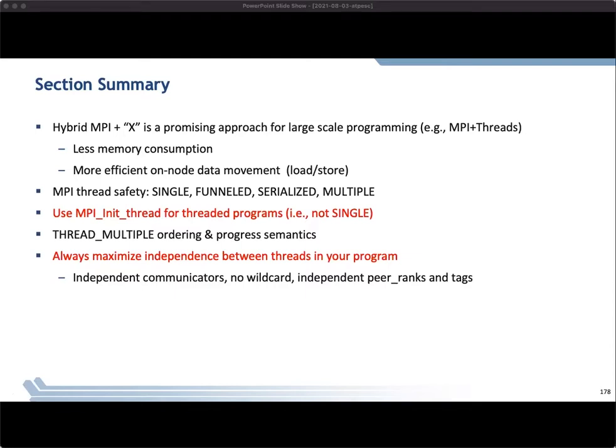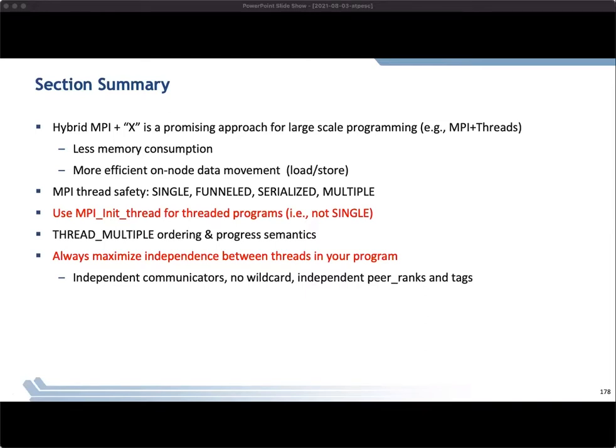No, I'm just saying the init thread is for MPI plus thread. So if you just use MPI plus CUDA without any CPU threads, you don't need to use it. I think people are thinking that GPUs have so many threads, but those are different threads. These threads are CPU threads, MPI plus thread in this context.